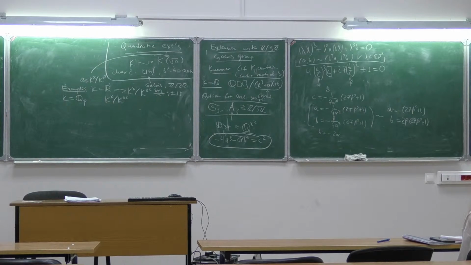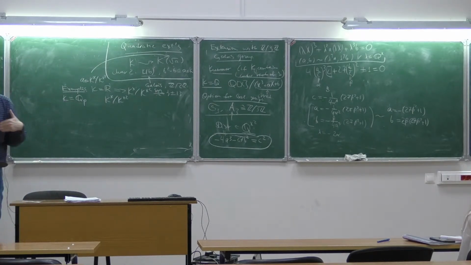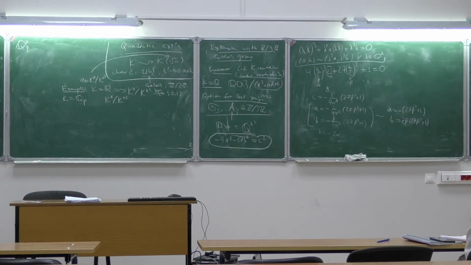Yeah, so that's the question. What does the group of invertible periodic numbers look like? How could you think of this group?